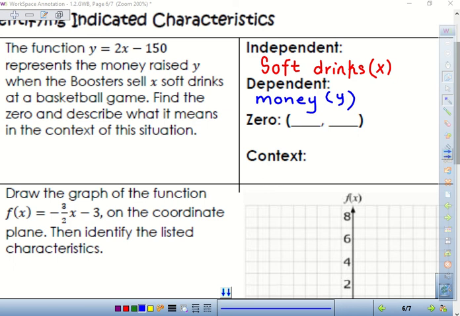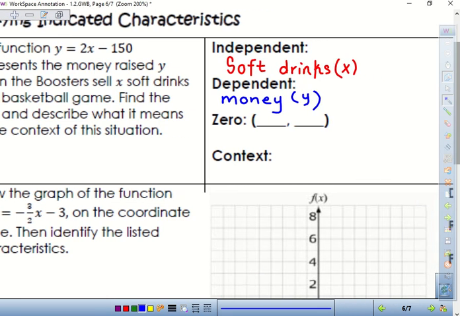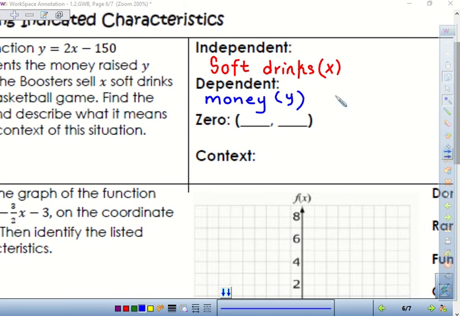So anyways, let's find the 0. So, in order to find the 0, we need to plug in 0 for which variable here? Y. Because whenever you want to find a 0, you're always going to be plugging in for the y. So then we're just going to solve this.